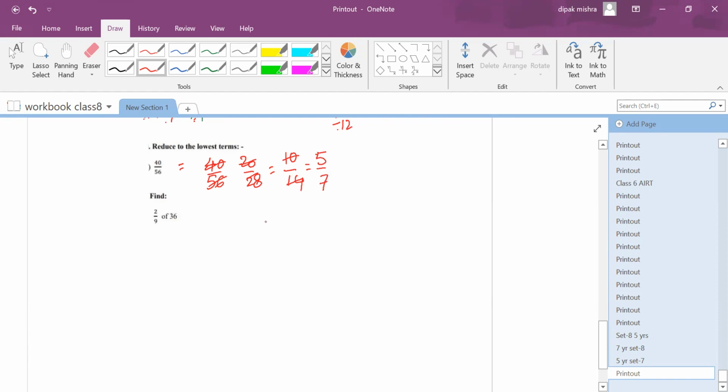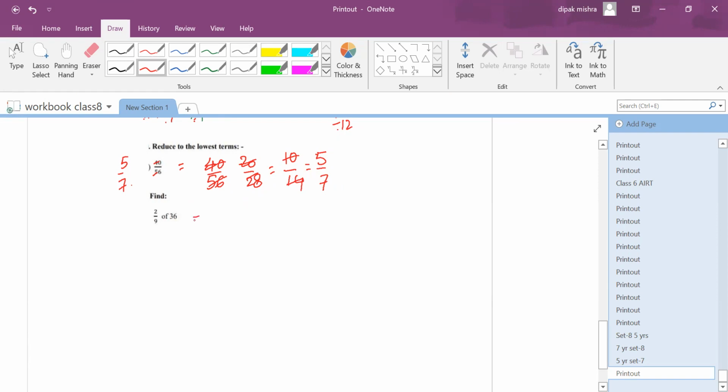Alternately, if you know the table of 8, you can directly cancel 40 by 56 with 8. It will be 8 times 5 and 8 times 7. So directly you can cancel it as 5 over 7. If you don't know the table of 8, then you can start cancelling with table of 2 and reduce it to the lowest terms, and it becomes 5 over 7.